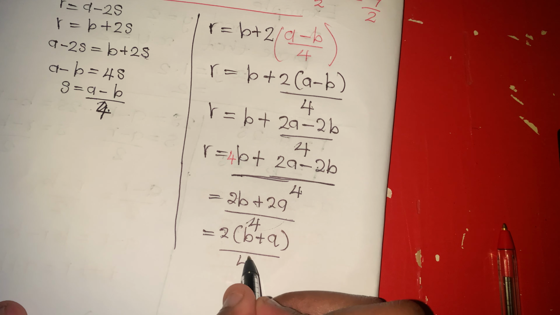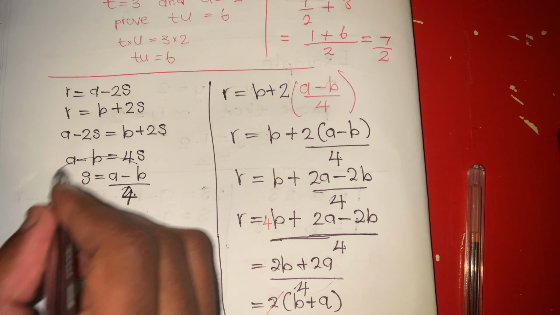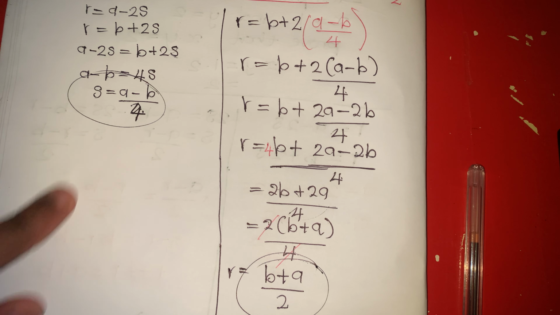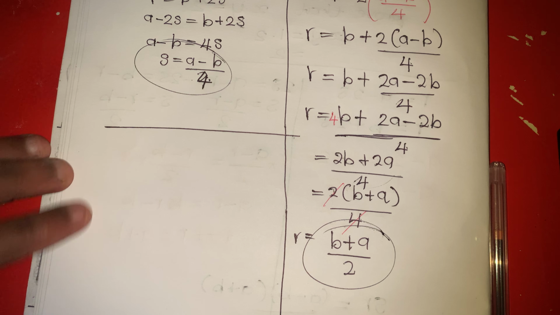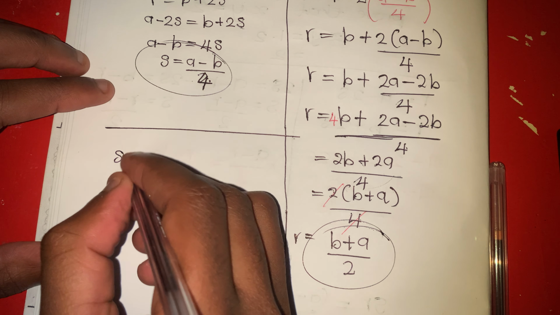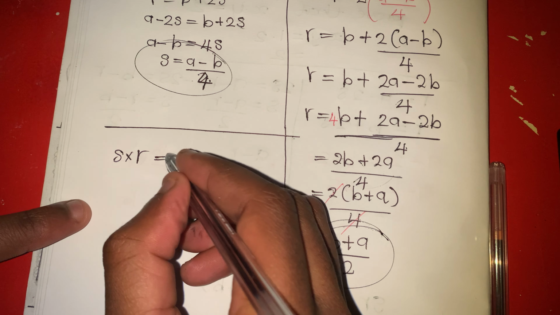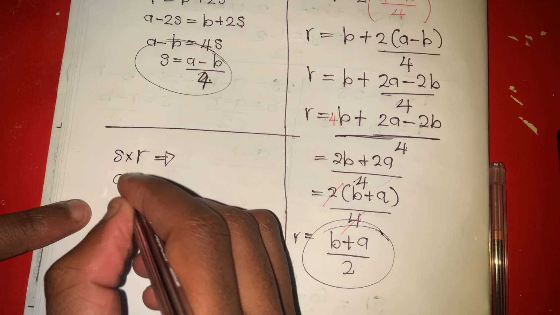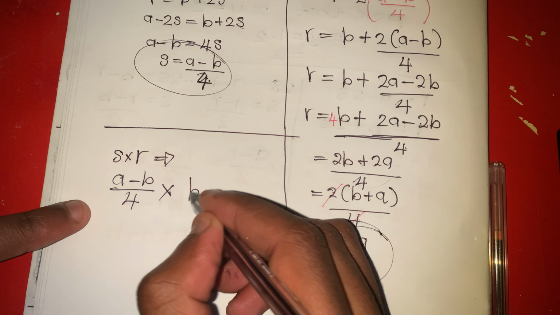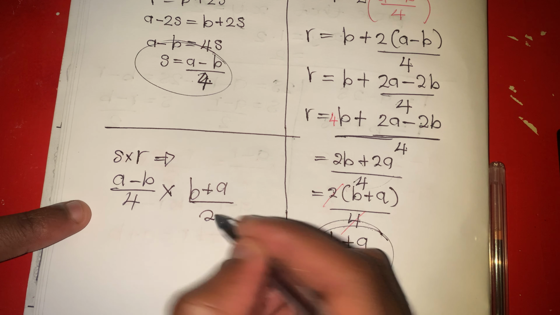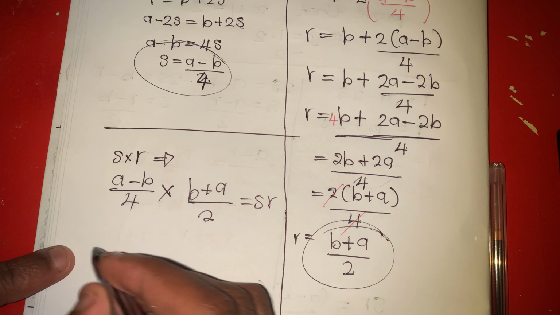So this is your r, and this is your s. To solve r times s, or s times r, you are going to have a minus b over 4 multiplied by b plus a over 2. And this is your sr. So you simplify this.